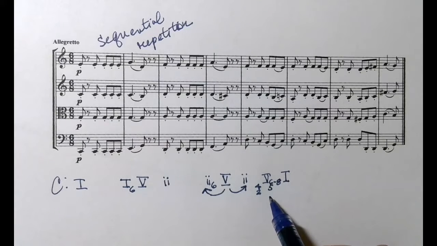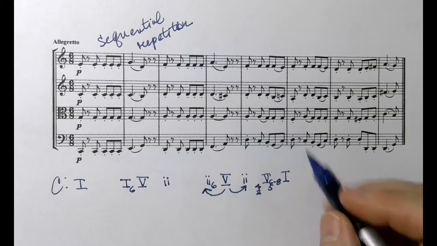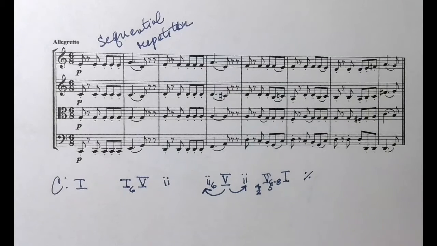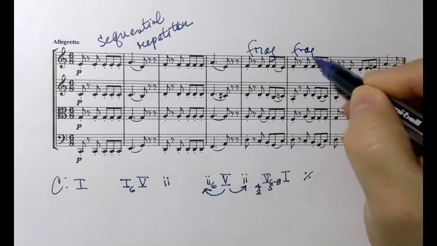When I'm doing analysis, in my analytical work, when a first inversion chord moves to its root position, I use the annotation of 6-8 instead of rewriting the Roman numeral. The 5 chord starts in first inversion, and then when I see the 8, that tells me that chord moved into root position, and 1. In measure 5, that is exactly repeated. So here we have fragment and fragment.